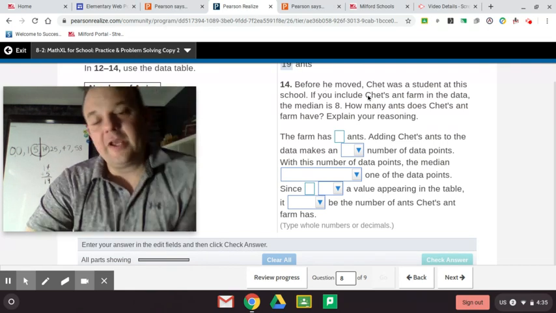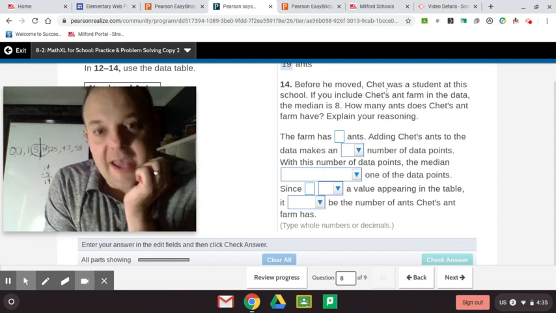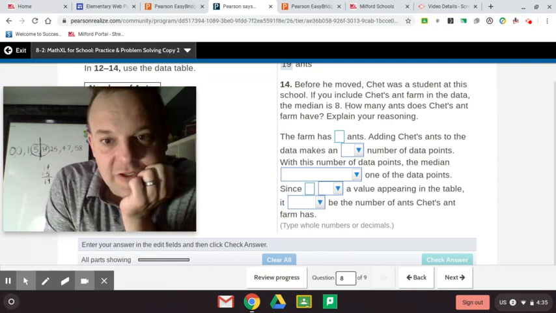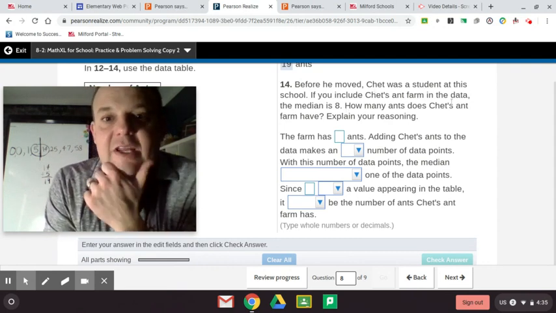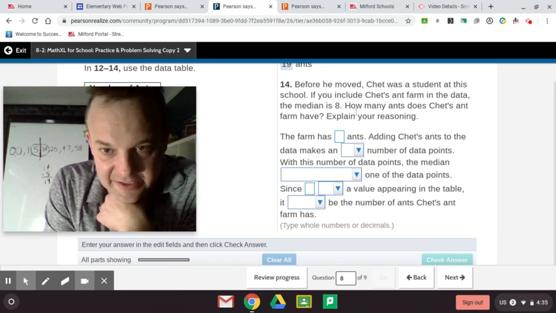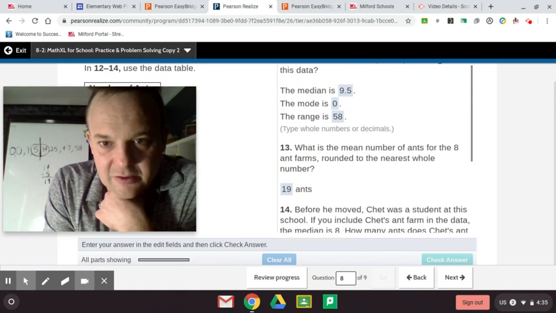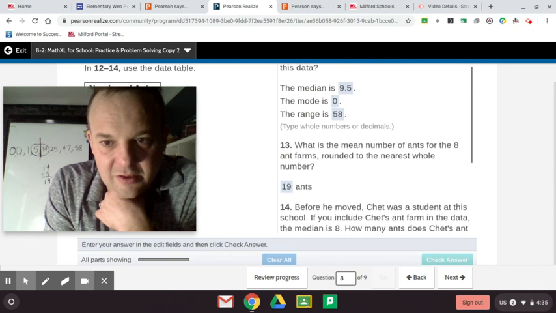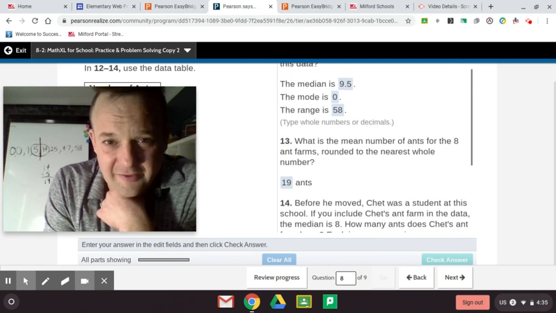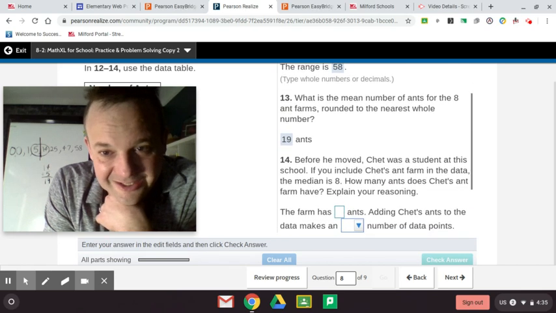Before he moved, Chet was a student at this school. If you include Chet's ant farm in the data, the median is 8. How many ants does Chet's ant farm have? Explain your reasoning. What the heck? Do you ever read a question just so what?